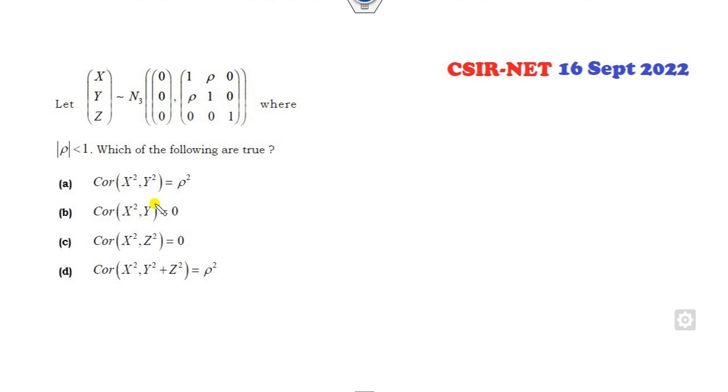Okay, look at this another one. Now your target is to firstly find the correlation of X square, Y square.